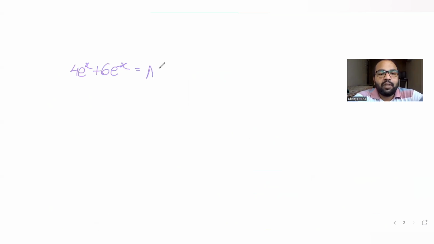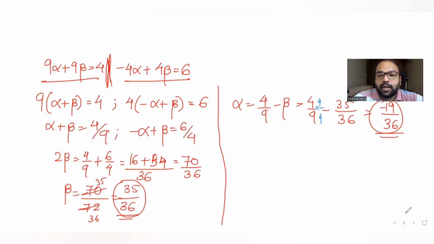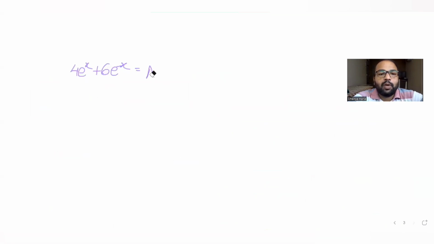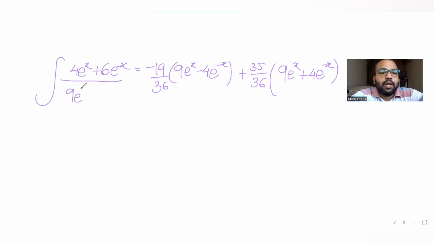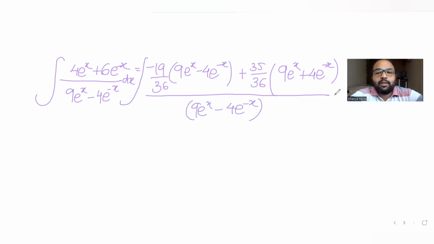Now it's equal to alpha, that came out to be minus 19 by 36, into the denominator, that is 9 e raised to x minus 4 e raised to minus x, plus beta. What is beta's value? 35 by 36. I can write it as 35 by 36 into the derivative of the denominator. So 9 e raised to x plus 4 e raised to minus x, right? We had this integral with 9 e raised to x minus 4 e raised to minus x dx. So if I write this entire numerator, I divide it by the denominator, 9 e raised to x minus 4 e raised to minus x dx.